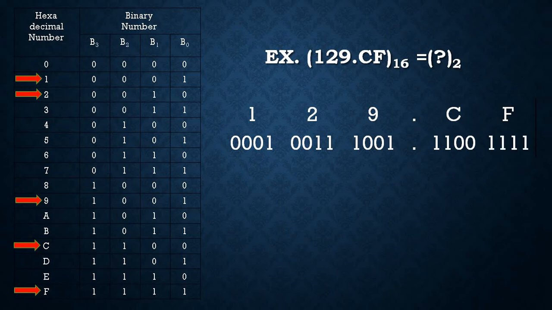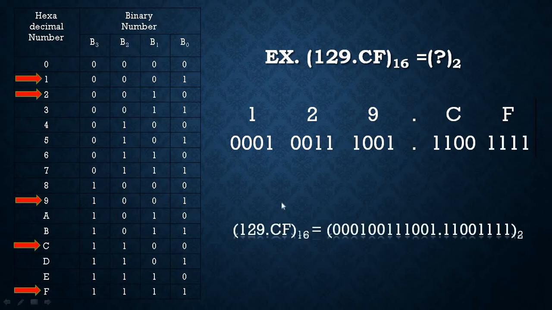Again we have to combine these binary numbers to write the result: 129.CF to the base 16 is equal to 0001 0010 1001.1100 1111 to the base 2.